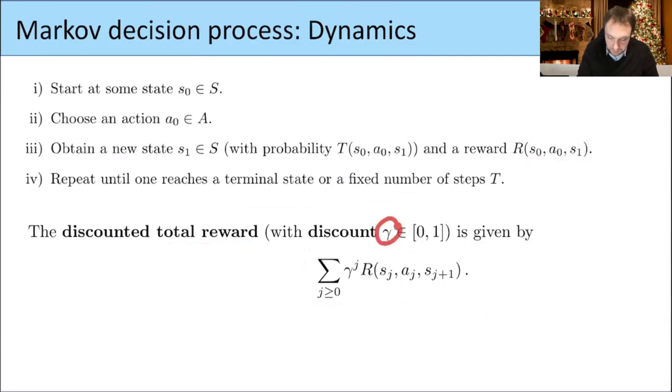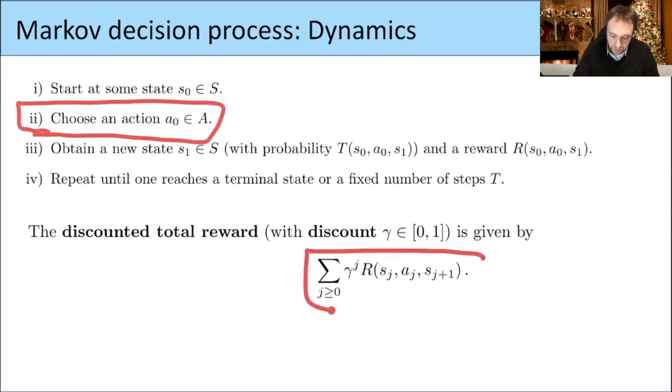We also have this discount factor, which can be interpreted as a factor which makes the early rewards more important. If this number gamma is 1, then I just have the sum of all rewards I get at each step. But if gamma is smaller than 1, then the later rewards, which take some time until I get them, are less important. And of course, the goal is to choose actions such that we can increase this total reward.